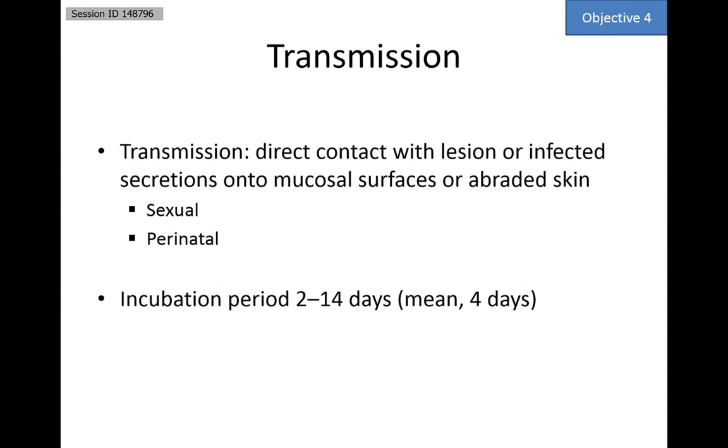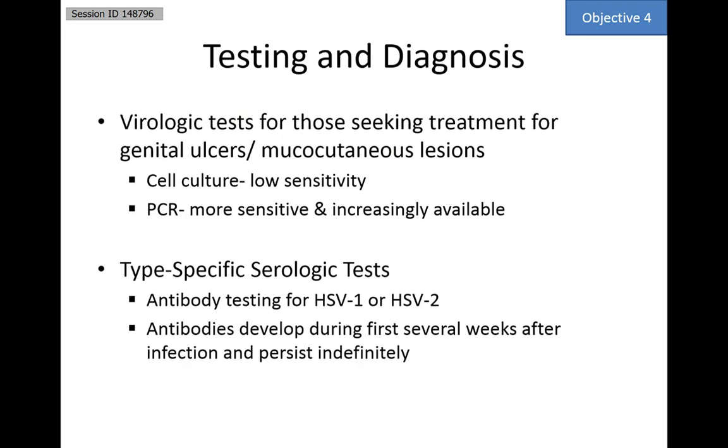The transmission can be either sexually or perinatally from a mother to a fetus. And the incubation period is estimated to be 2 to 14 days. Testing, again, is done by either a culture or a PCR or molecular testing. Even though the culture has low sensitivity and a very slow turnaround time, so you might not be able to get a result as fast as possible.